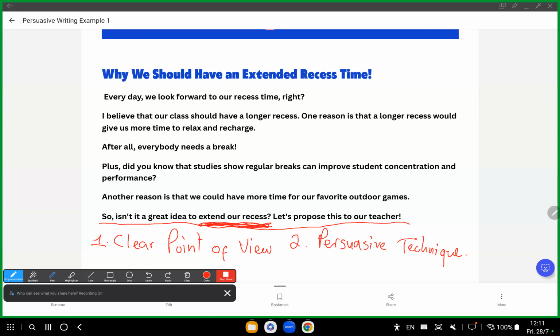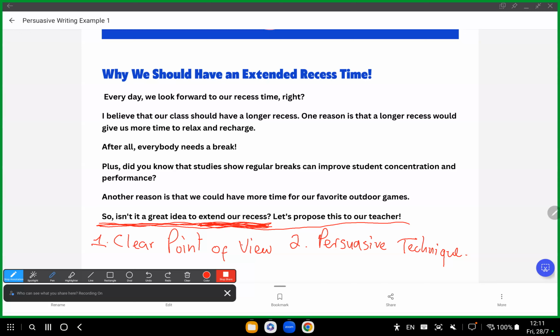So the whole first part of the line there, it's a rhetorical question because it's not really been asked for people to seriously go, oh, well, is it a good time? Is it a good idea to extend our recess, or is it not? No, it's been put there simply for them to ask, so isn't it a great idea to extend our recess? And for the reader to go, yeah, it is. It's not even something we need to think about.